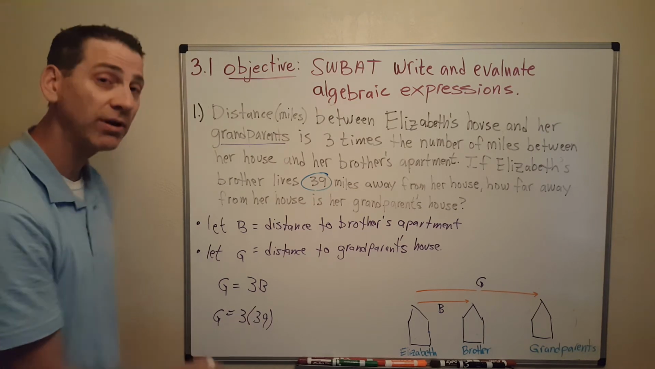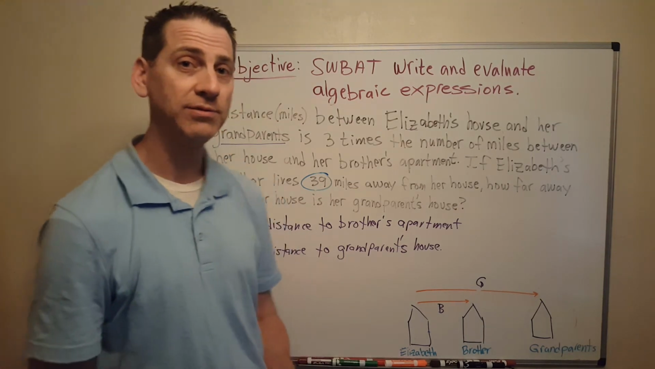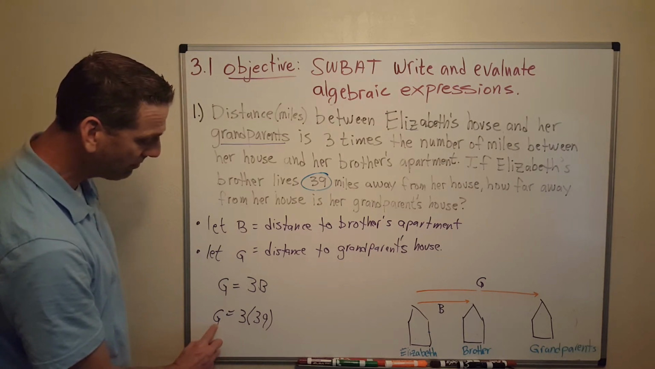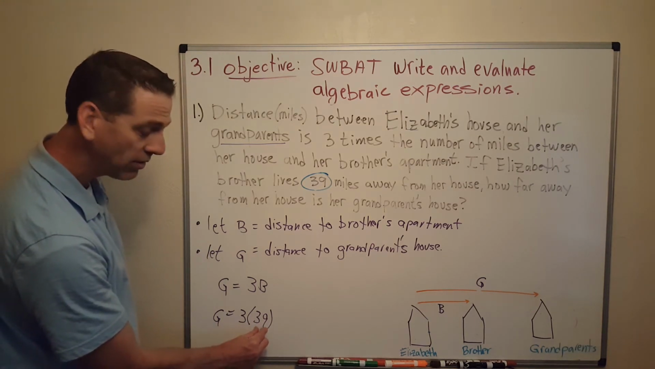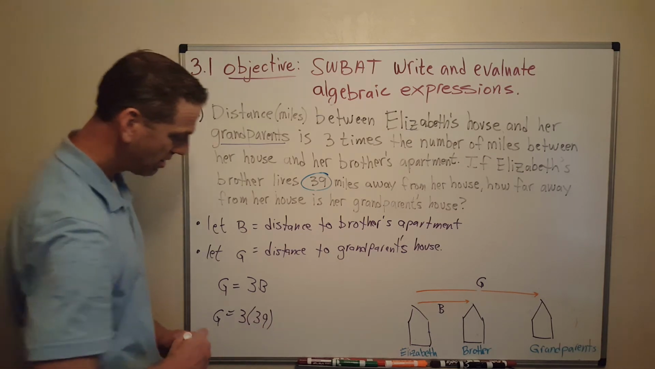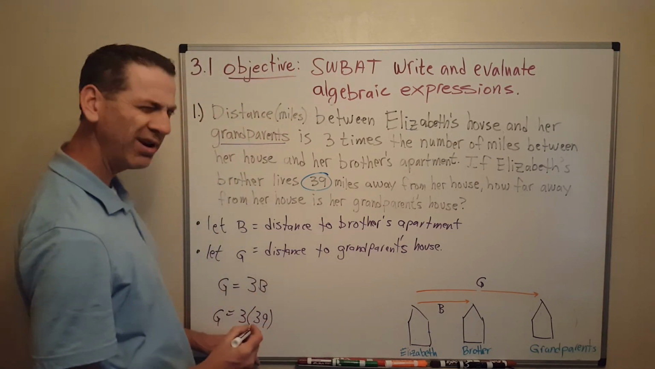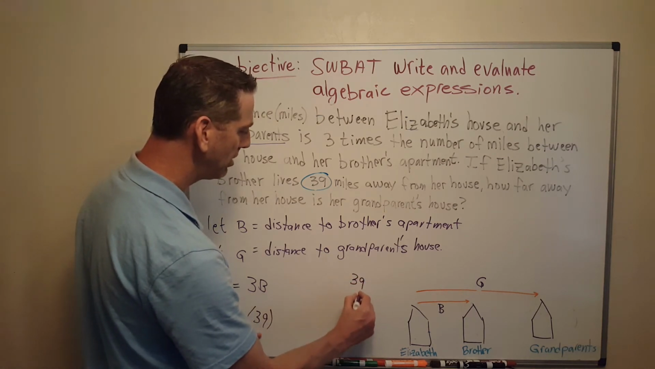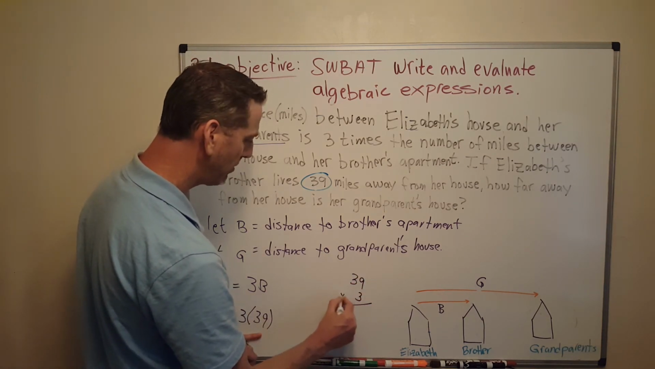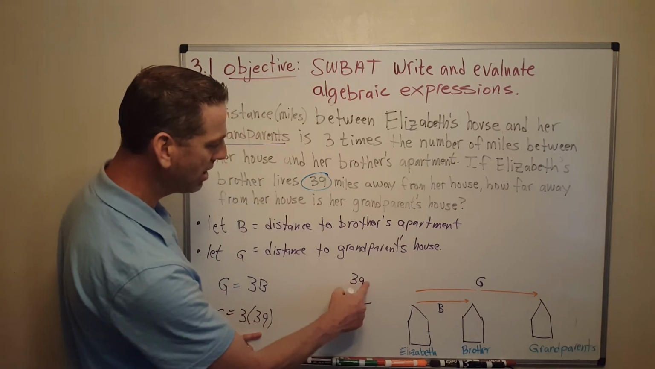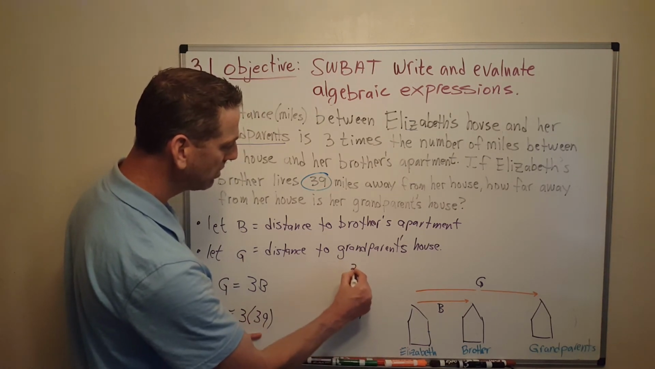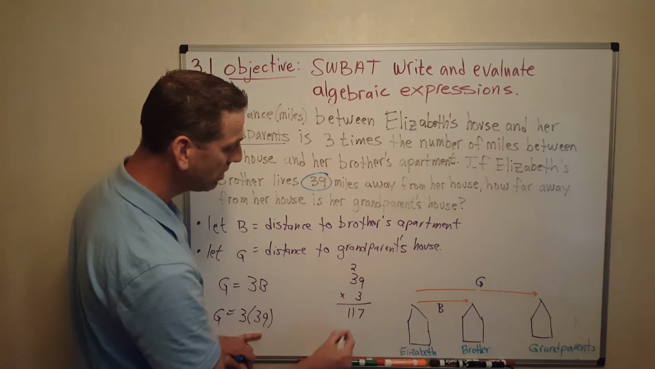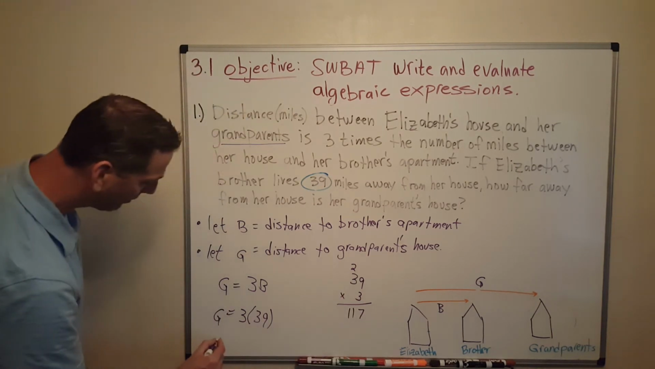Now we can figure out how far her grandma lives from Elizabeth. Right? So the distance to grandma's house is just 3 times 39. And let's see, 3 times 39. I never did learn my 39s. So let's go ahead and do that over here. All right, you probably already got it. 3 times 9 is 27. 3 times 3 is 9, plus 2 is 11. So I get 117.